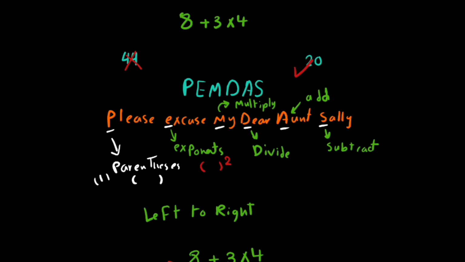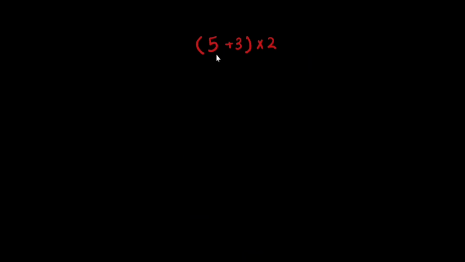Let's take another example. If I have this problem, 5 plus 3 in parentheses, times 2, I first have to solve P for parentheses. Please Excuse My Dear Aunt Sally: P for parentheses, I have to do it first. 5 plus 3 is what? It's 8, excellent, and drop everything the same. So times 2: start from the left, 8 times 2 is 16, so this is the right answer.